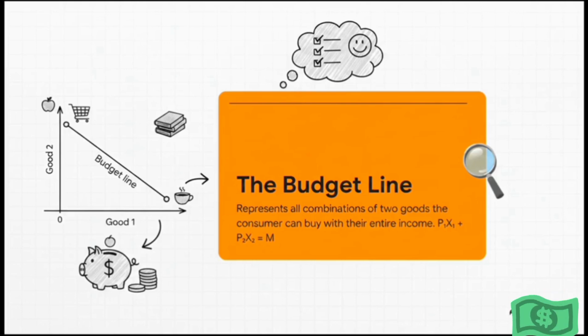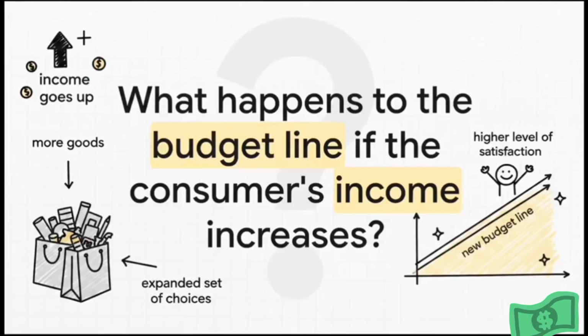The equation is really simple. It just says that the amount you spend on good 1 plus the amount you spend on good 2 has to equal your total income M. Any point on that line is an affordable combination for you. So let's pause and think again. What happens if, let's say, your income goes up, but the prices of goods stay the same? Well, you can now afford to buy more of both goods, can't you? That means your entire budget line is going to shift outwards, to the right, in a parallel way. Your world of affordable choices just got bigger.